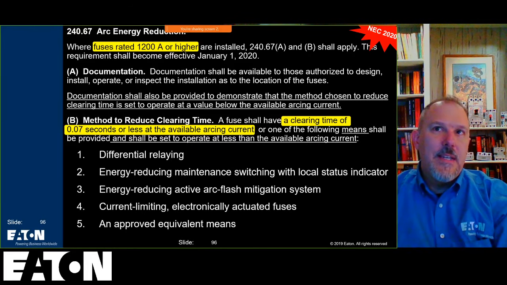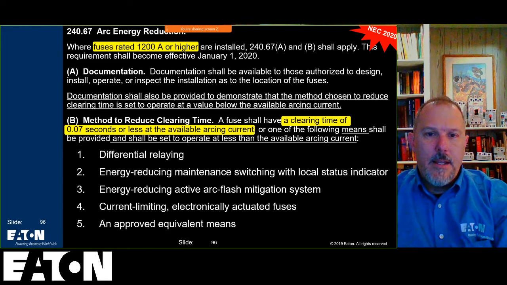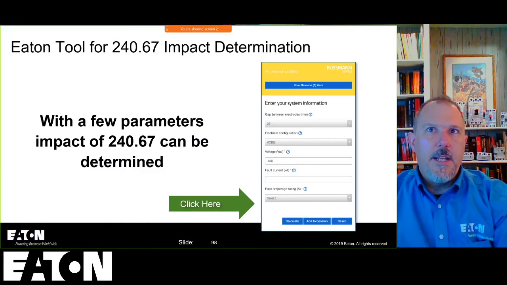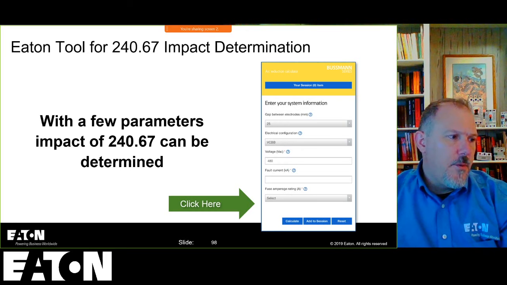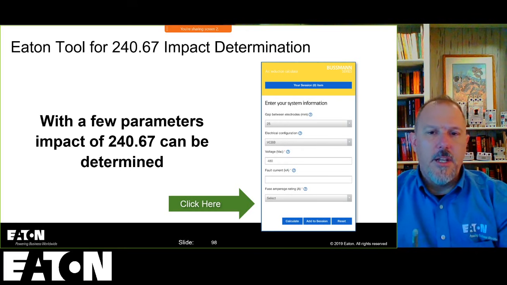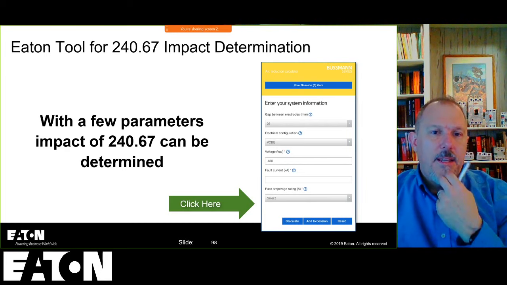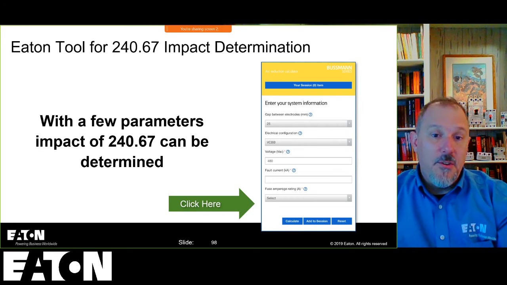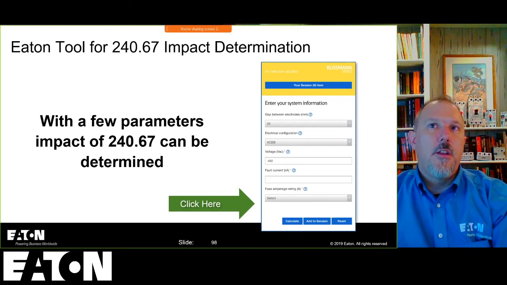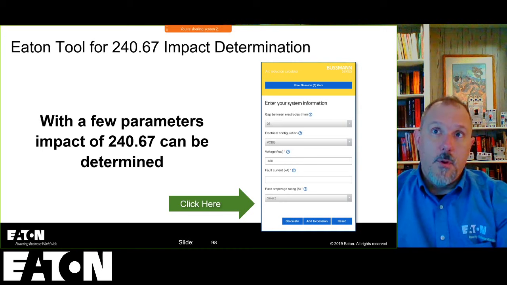The app tool is Eaton's arcing current calculator, and it is right here. If you go to Eaton's website and type in arcing current calculator, or if you go to your mobile app, you can get access to this calculator. Basically, you put in the information, and it'll tell you whether or not your fusible solution needs an arc reduction technology or not. Makes life easy for you.